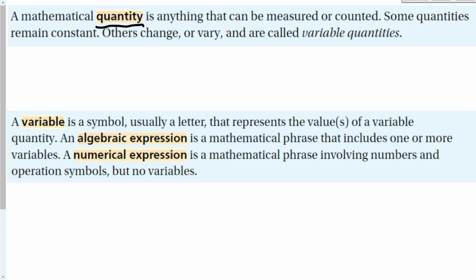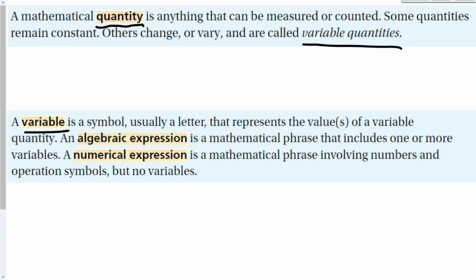Think of anything, like the number of people in the class when you're sitting in your normal math class. Those can be measured, those can be counted. Easily count them up. Some quantities remain constant, and others change or vary. And these that vary are called variable quantities because they vary, they change. So our variables are symbols, usually a letter, usually x, but it doesn't have to be. It can be any letter you want.